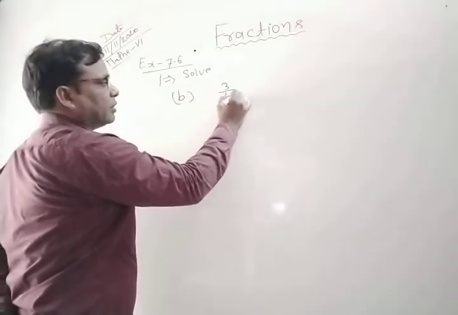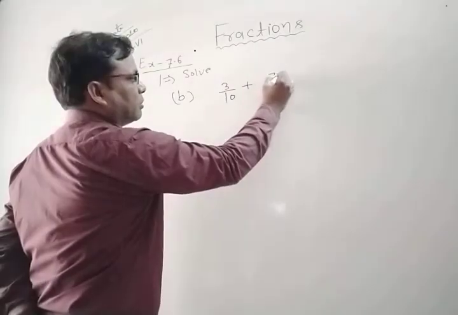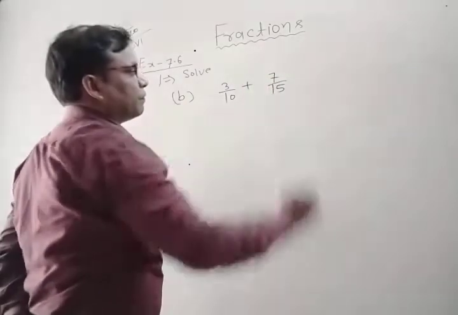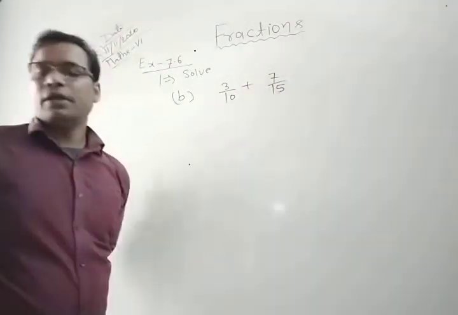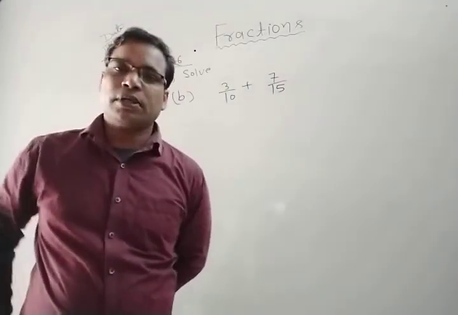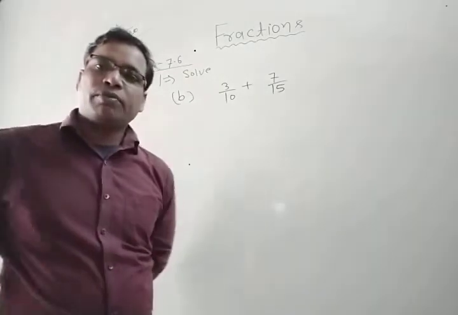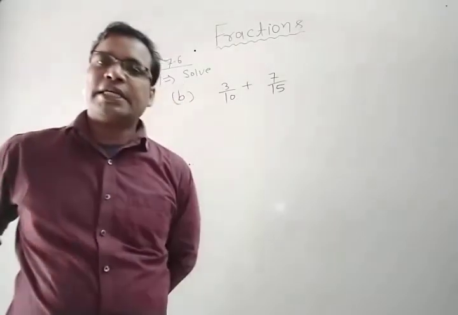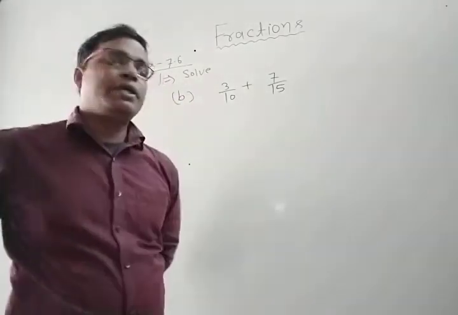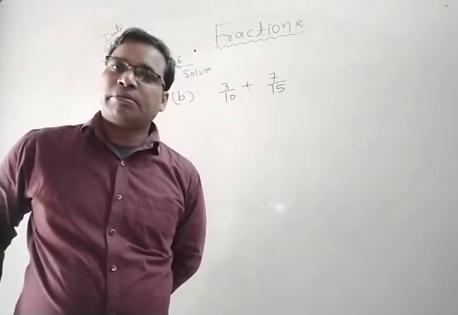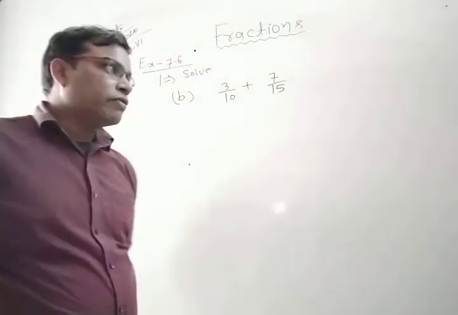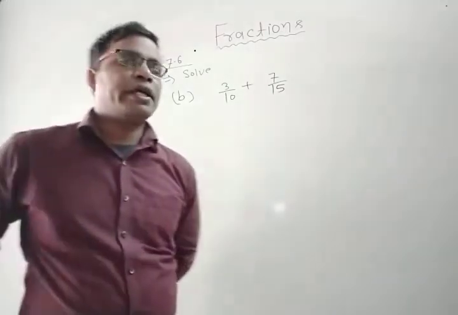3 by 10 plus 7 by 15. Okay, so first here you can see both are unlike fractions. So first we make them like fractions. How can we make them like fractions? We equalize their denominators. So how can we equalize them? We take their LCM.